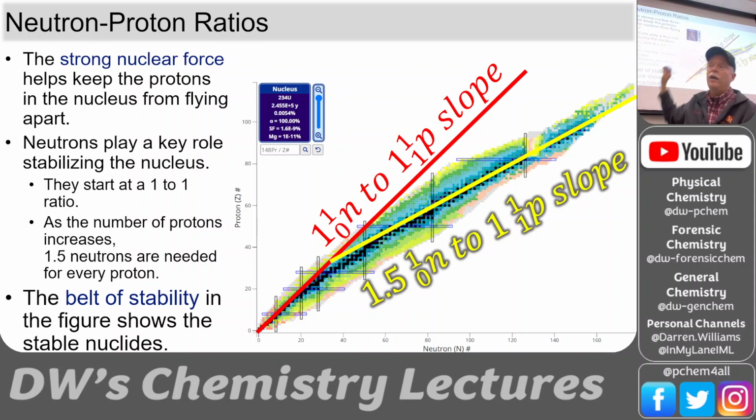So this 1:1 ratio of neutrons to protons works really well for small nuclei. But as you get more and more positive charges, it starts to transition over to 1.5. So this belt of stability really follows a 1.5 neutron to 1 proton ratio. And so that's what we call this belt of stability here.